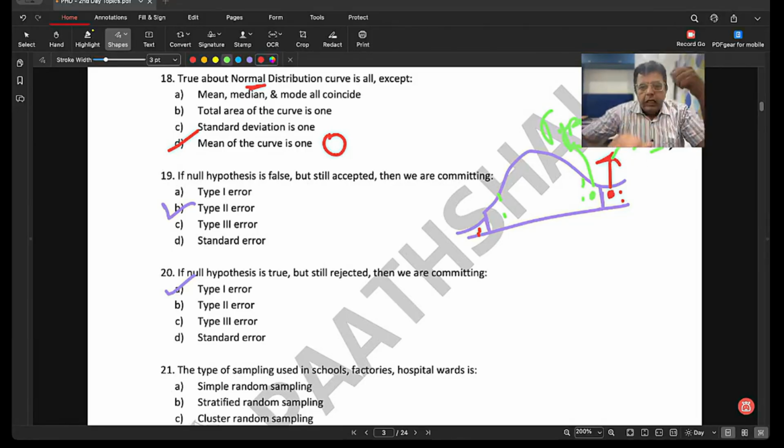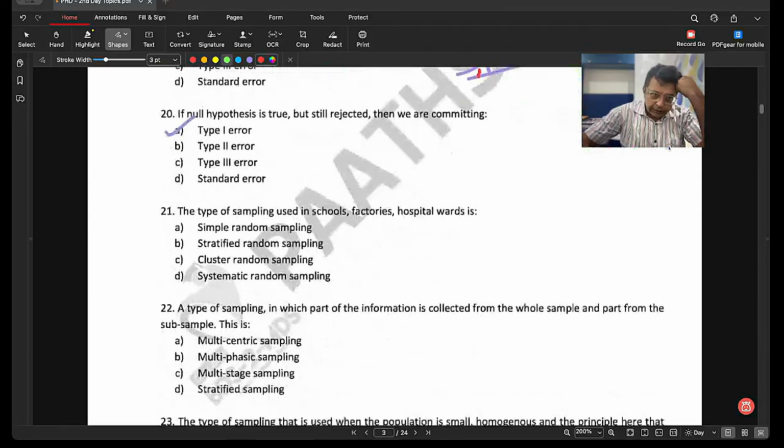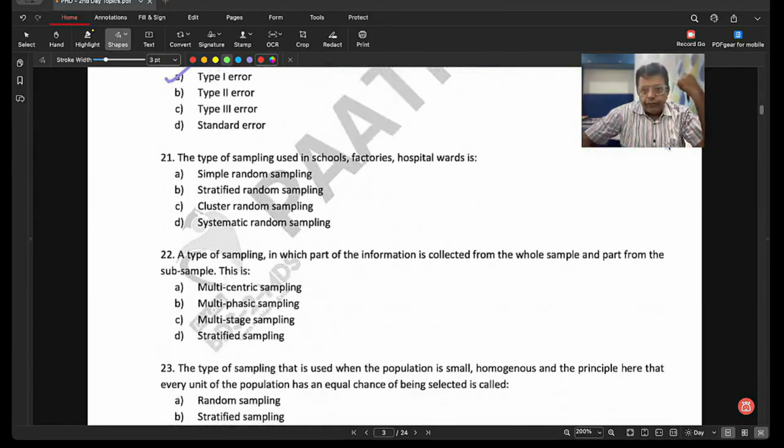Okay, question number 21, 22. The type of sampling which is used in schools, factories, hospital is what? A type of sampling in which part of the information is obtained from the whole sample and part from the subsample is which one?